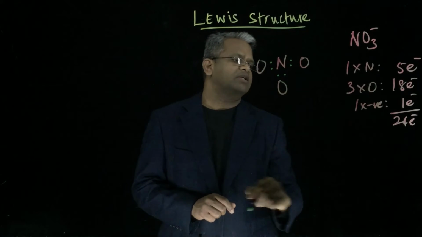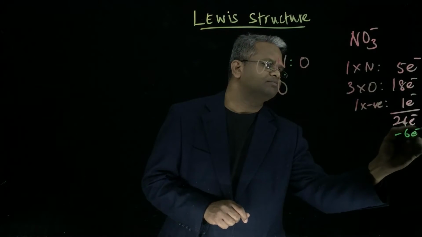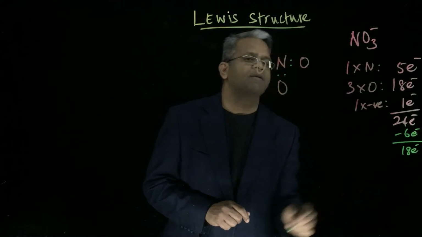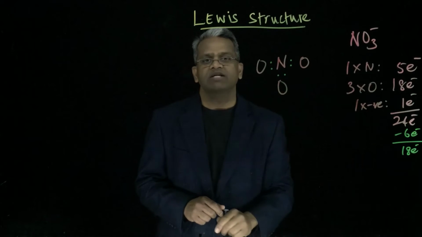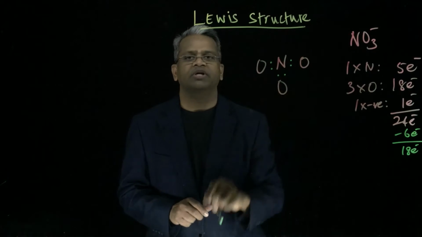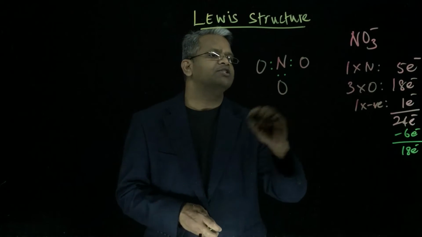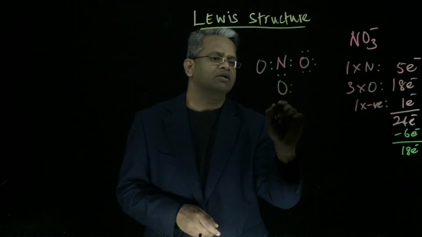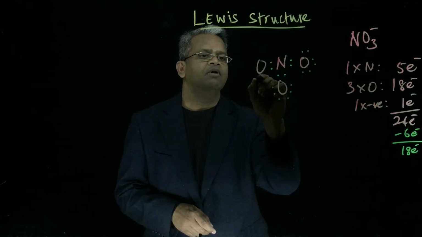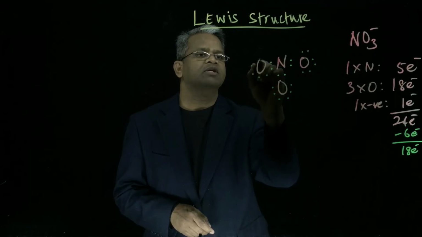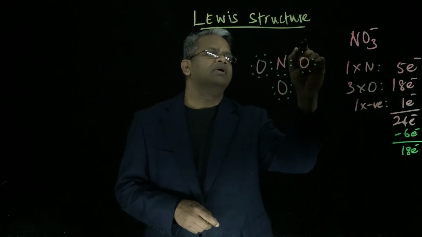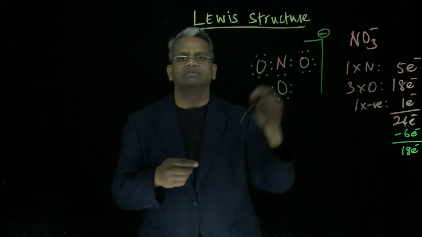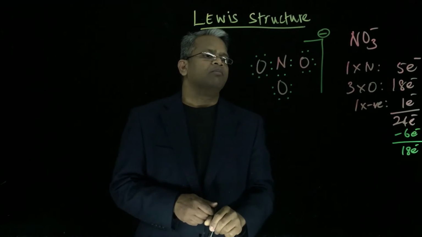Now, 6 electrons are gone. We still have 18 electrons. We have to distribute the remaining 18 electrons among all the 3 oxygen atoms. Let's do that: 2, 4, 6, 8, 10, 12, 14, 16, and 18. And the molecule as a whole has a negative charge. Okay, so that is the nitrate ion.